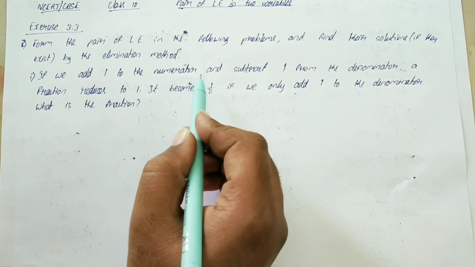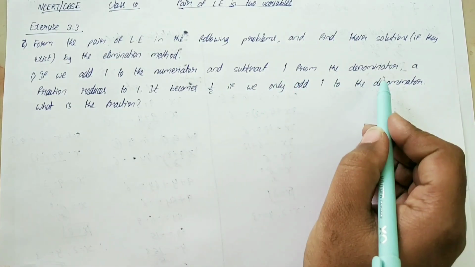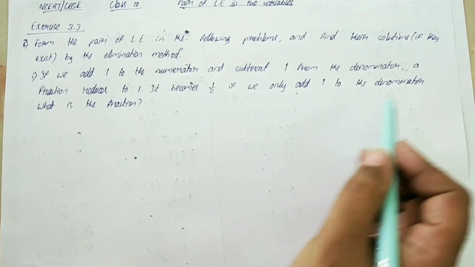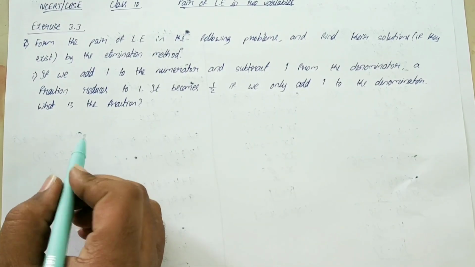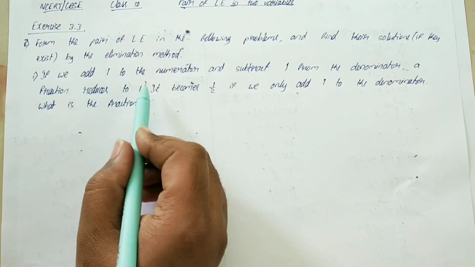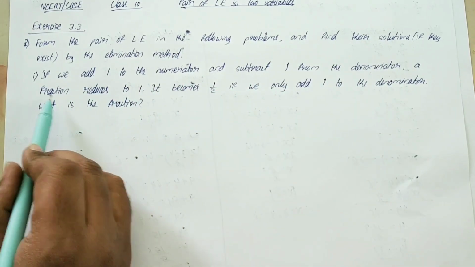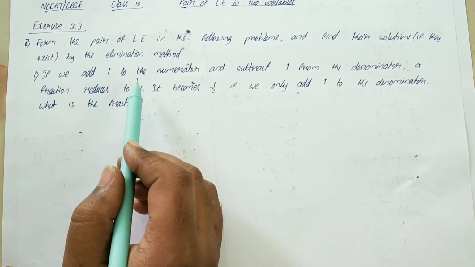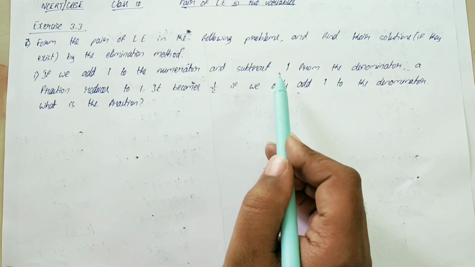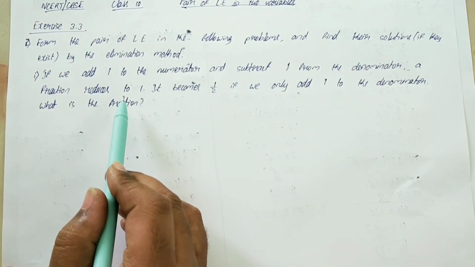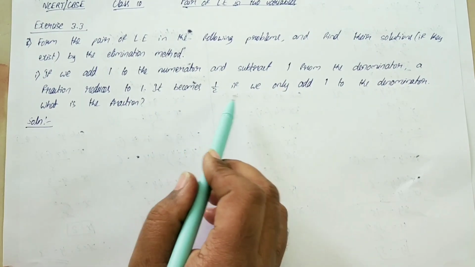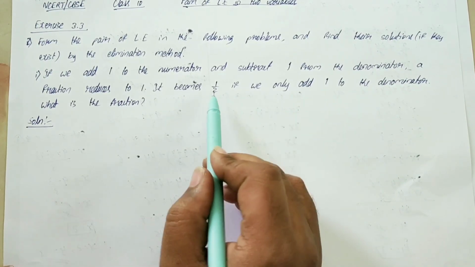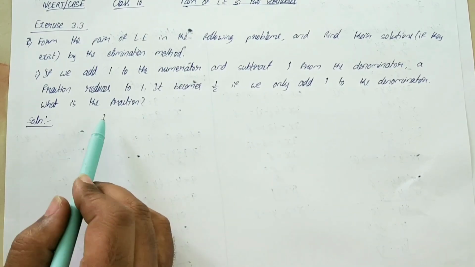If we add 1 to the numerator and subtract 1 from the denominator, a fraction reduces to 1. It becomes 1 by 2 if we only add 1 to the denominator. What is the fraction they have asked, right? So the first statement is, if we add 1 to the numerator and subtract 1 from the denominator, then the fraction reduces to 1. That means if we add 1 to the numerator and subtract 1 from the denominator, the fraction will be equal to 1. It becomes 1 by 2 if we only add 1 to the denominator. That means if we add 1 to the denominator, then the fraction will be equal to 1 by 2. So now we have to find the fraction, right?